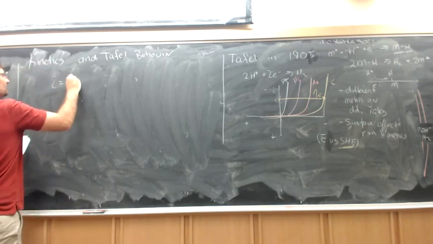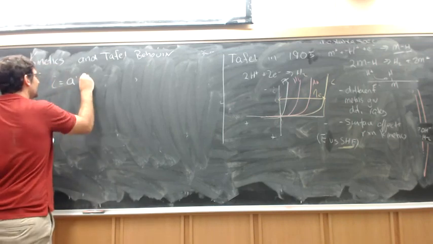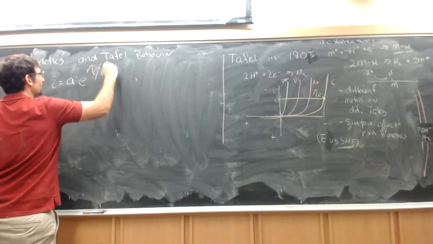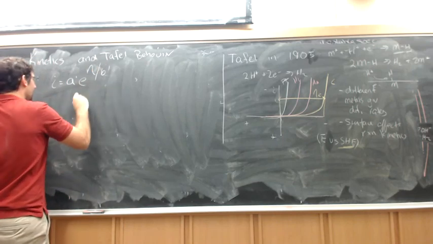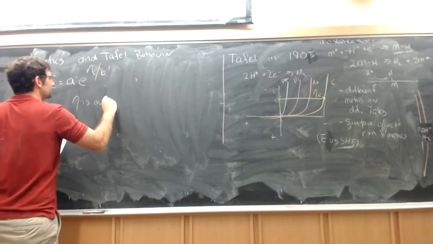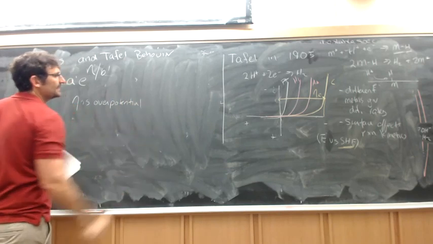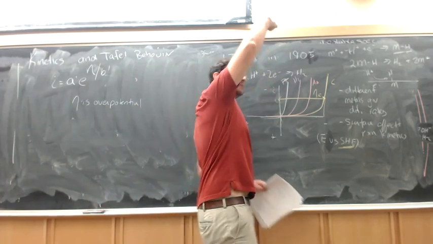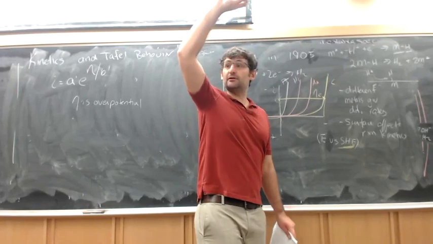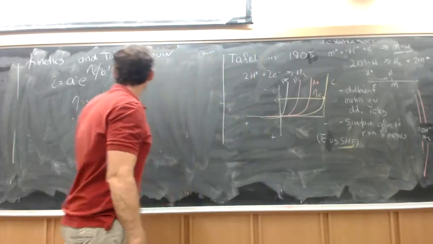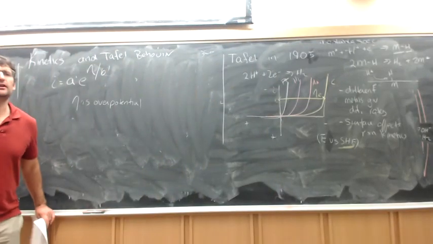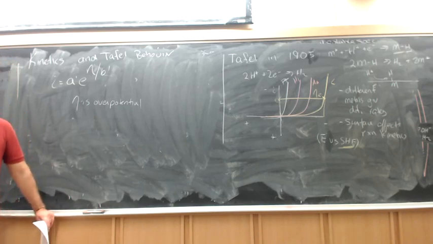I equals A prime e to the eta over beta prime, where eta is overpotential. So basically all this is saying is these curves usually come up exponentially with applied potential. Do you know anything else that goes exponentially as you increase something? Rate constants go up exponentially with temperature.